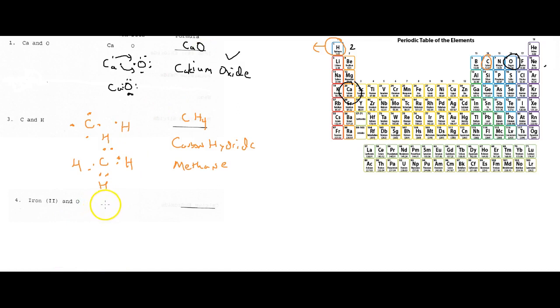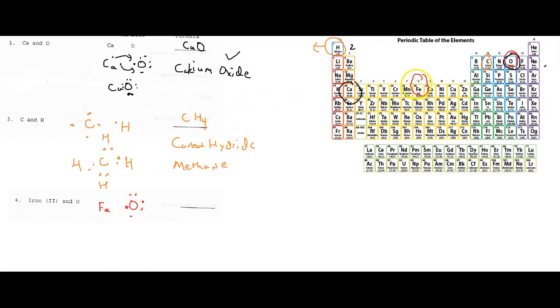Okay, next one is iron. So iron is out here, and suddenly we have a crisis of conscience. That's iron. And then we have oxygen, and we know oxygen's right here. And oxygen wants 2 electrons. Now, what does iron want to do?